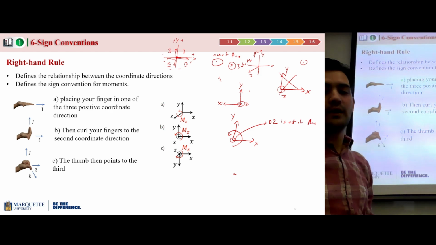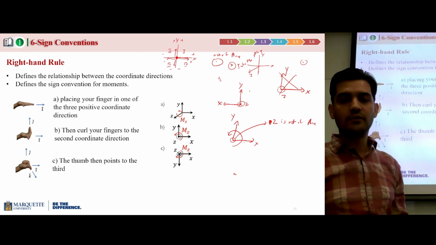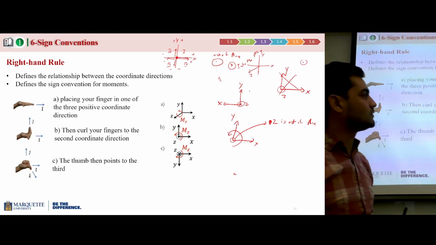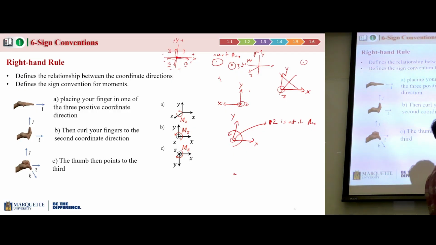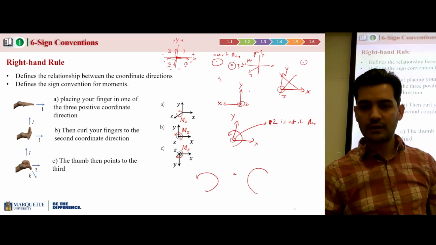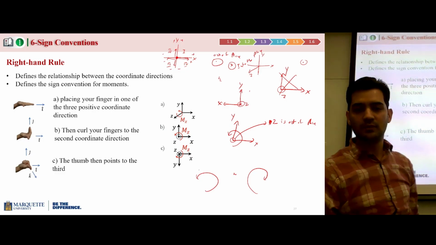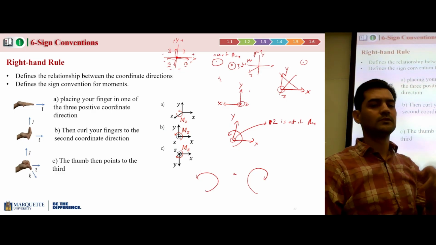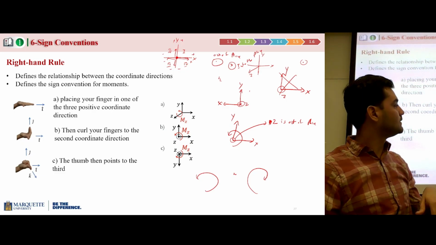Now we can calculate the direction of the moment. How we can calculate it is that we curl our fingers wherever the moment is rotating, and then we see what is the direction of the thumb. I can give two examples to be clear. This is one moment, right? This one is counterclockwise, and this is clockwise.